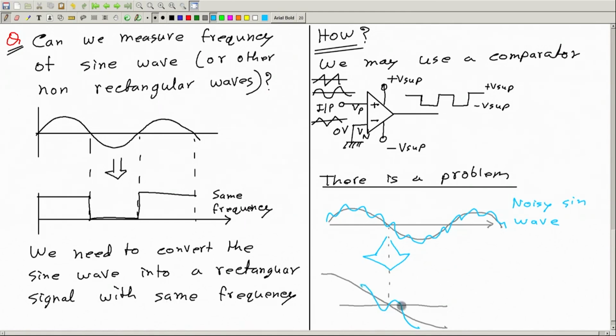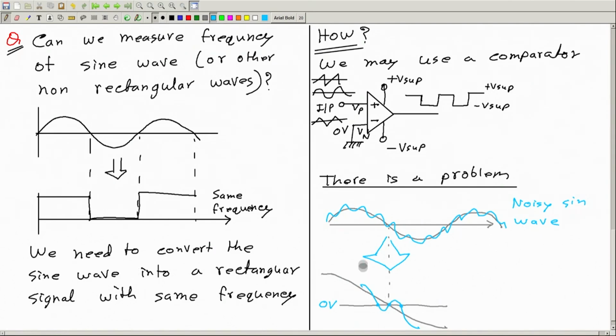We observe that this is the actual wave, the blue one, and it is crossing the level 0. So this is 0 volt. So this line is the 0 volt line. This is crossing the 0 volt line a couple of times, here once, then here, then here. So if we give this noisy input to this comparator, how will the output look?